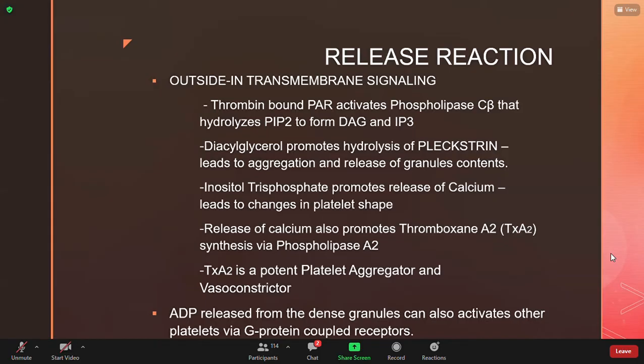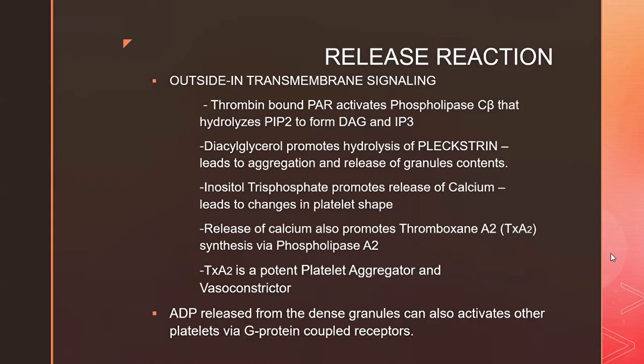And your calcium as well promotes your thromboxane A2, one of the products of your cyclooxygenase. Then this thromboxane is a potent platelet aggregator and vasoconstrictor. Balik tayo sa diagram.